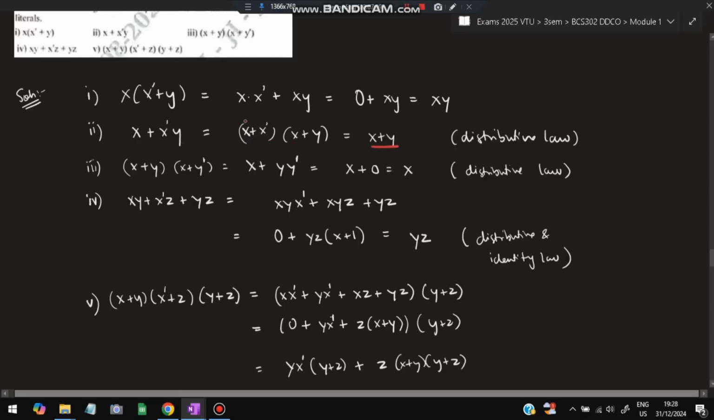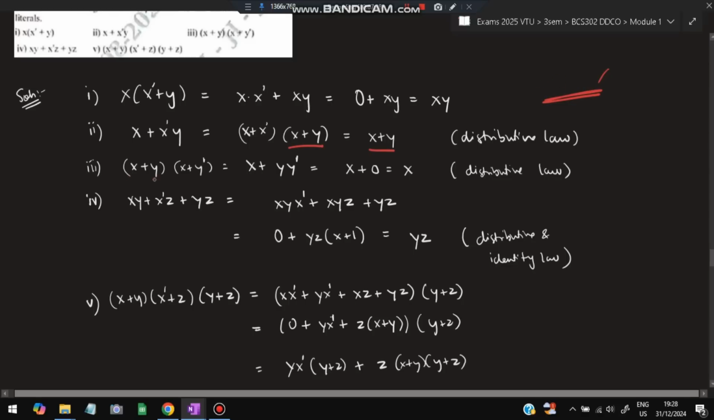So x plus x dash will be equal to 1 based on the OR rule. In the OR rule, if this is 0, this will become 1. If this is 1, this will become 0, and either of 0 or 1 in both cases will be 1 only. So 1 and this will be this value only, right? 1 or x is equal to x. This is another law. So we'll be getting x plus y only based on this.